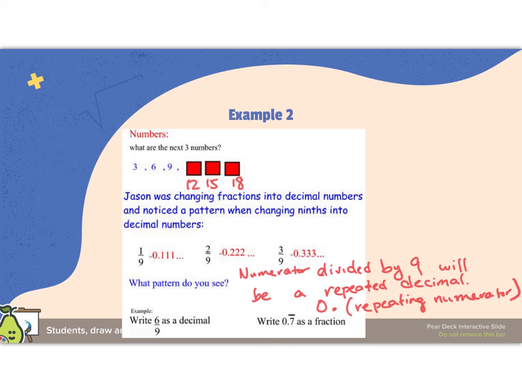So if I followed that same pattern, 6 out of 9 should be 0.666, and so on and so on, or I might write this as 0.6 with a bar on top. 0.7 with a bar on top as a fraction would be 7 out of 9.